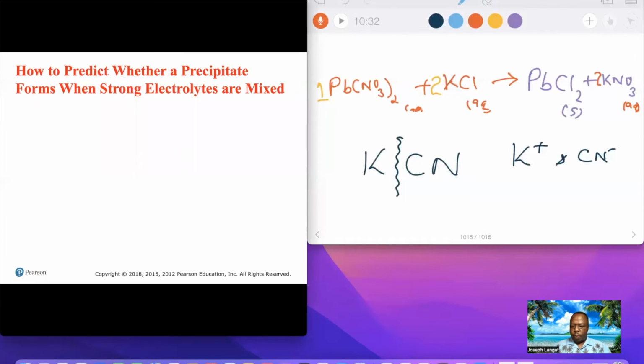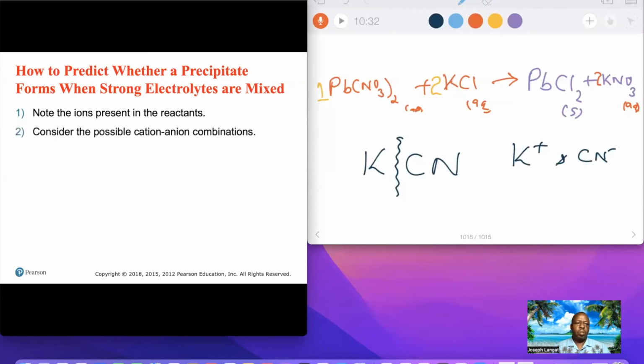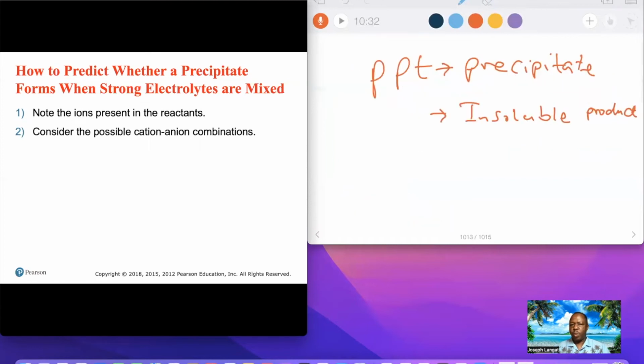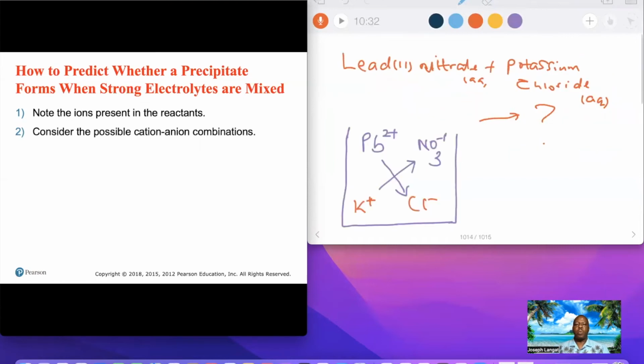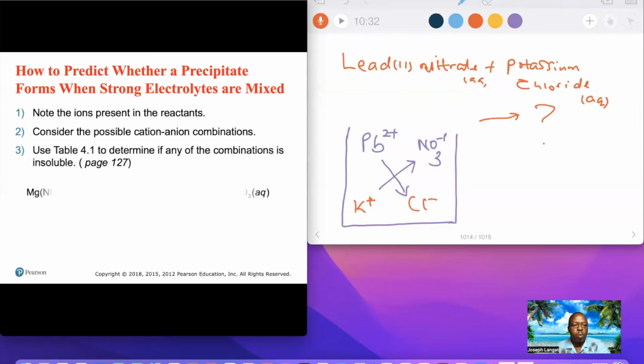I've given you how to predict the ionic compound, the solid in a solution. Know the ions present. If you don't know the ions present, you won't be able to write the correct formula for your compound. Consider possible combinations when you exchange the ions. Look at page 127, magnesium hydroxide.